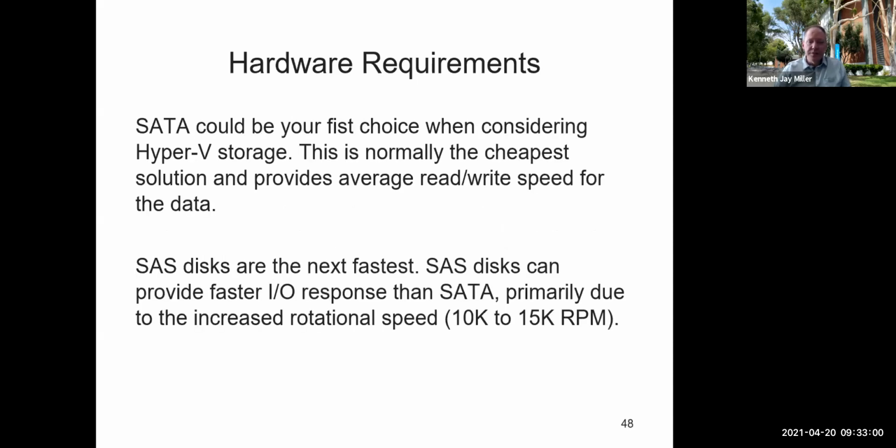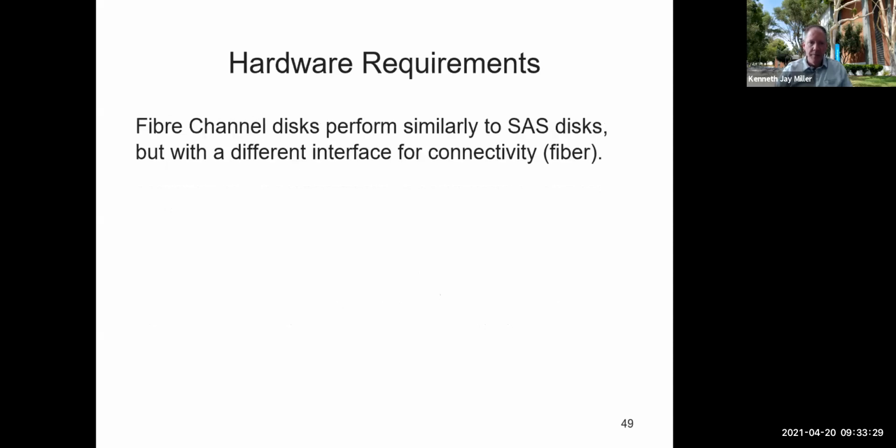The use of SATA is probably the first option because that's normally what's in there and it's very inexpensive and it has decent read-write speed. Now, serial attached SCSI is faster, but they're going to require specialized disks, right? 10K to 15K RPM, and the controller card has to support serial attached SCSI. All right. And then fiber channel has similar performance to serial attached SCSI, but it has a different interface with the fiber connectivity.